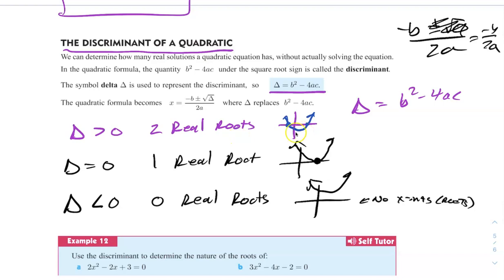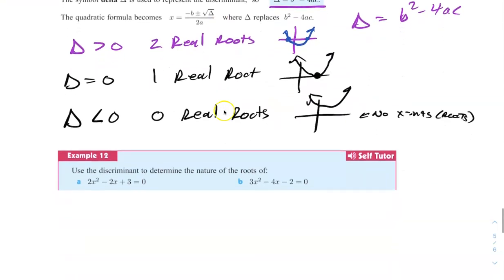So if we just look at the discriminant, I could tell you what type of solutions I'm going to have. I'm going to have 2 real solutions, 1 real solution, or 0 real solutions. So that's what the discriminant tells you, because it's the thing underneath the radical. It gives you all that information. So with that in mind, we're going to use the discriminant to determine the nature of roots. Do we have 2 real roots, 1, or 0?